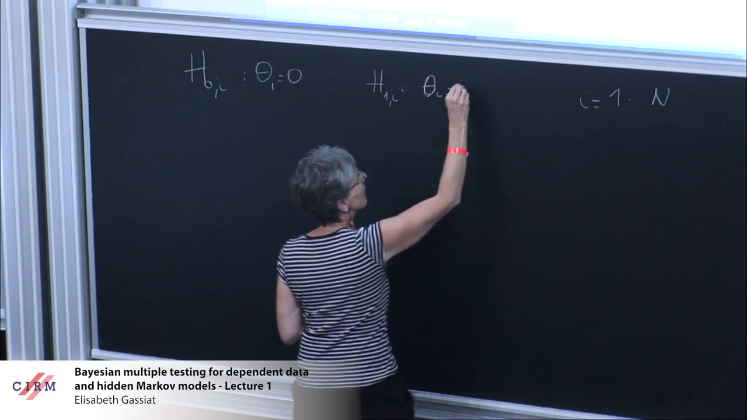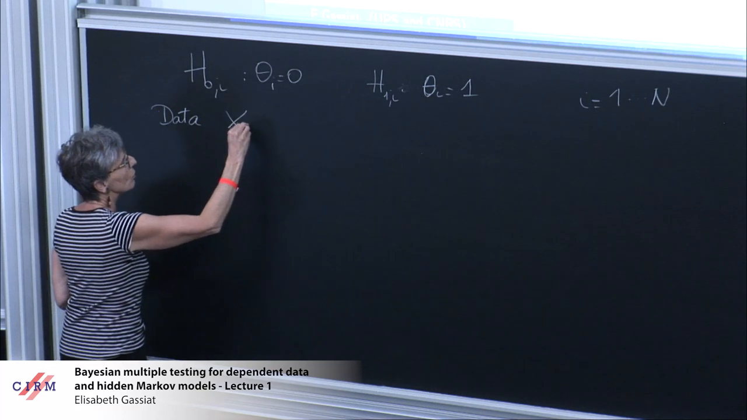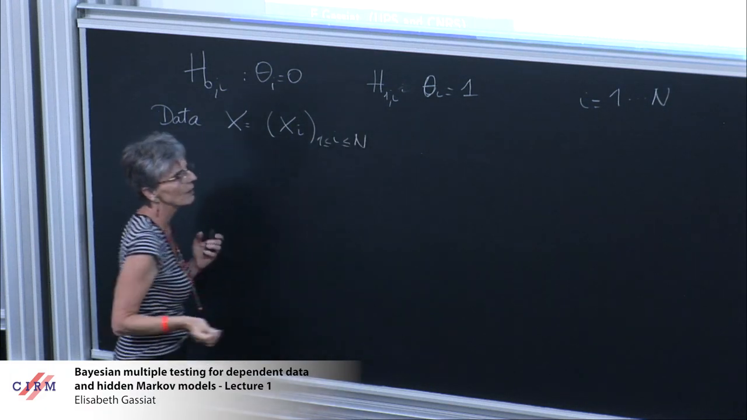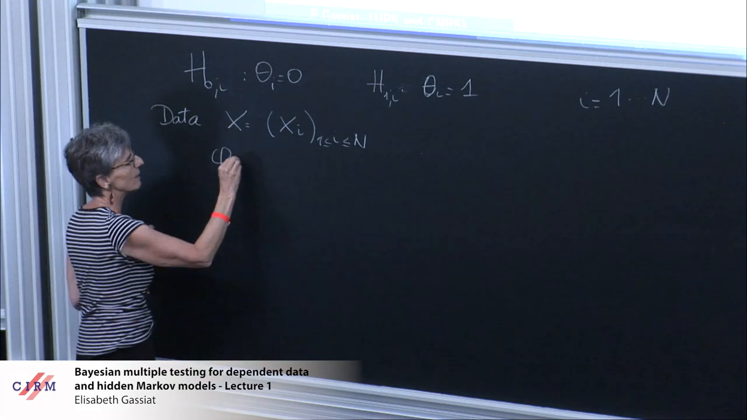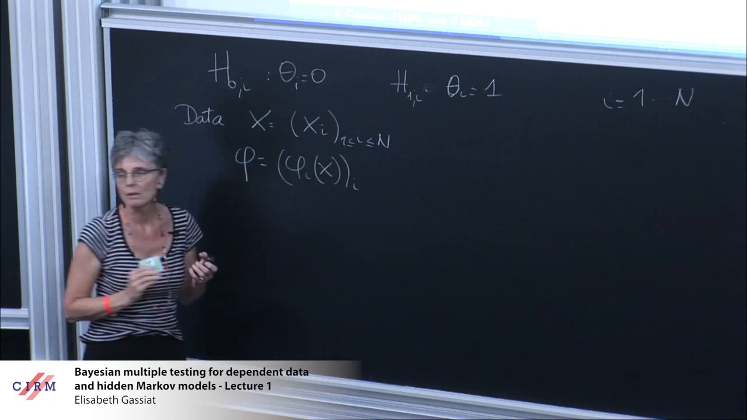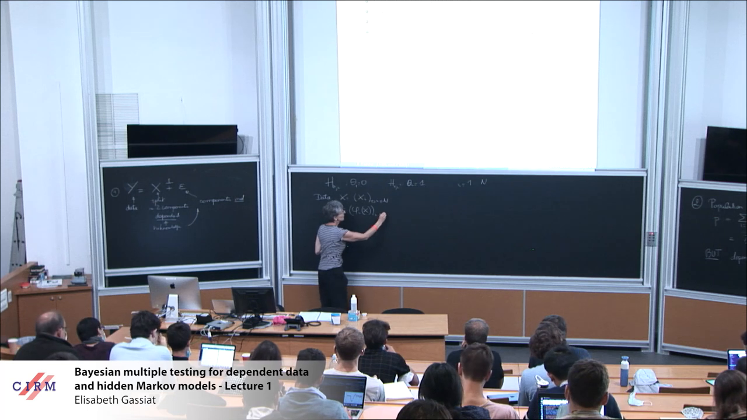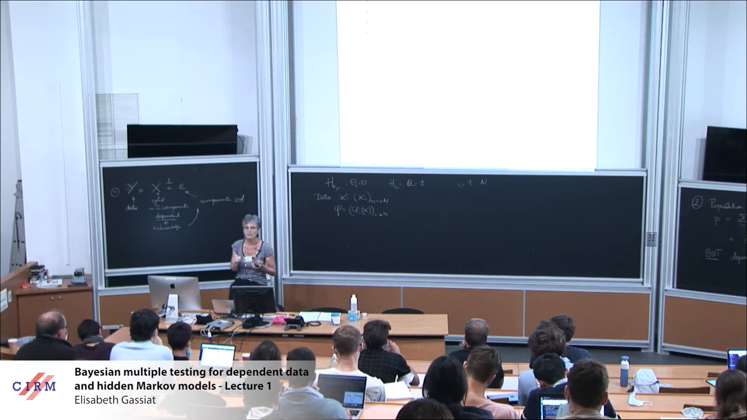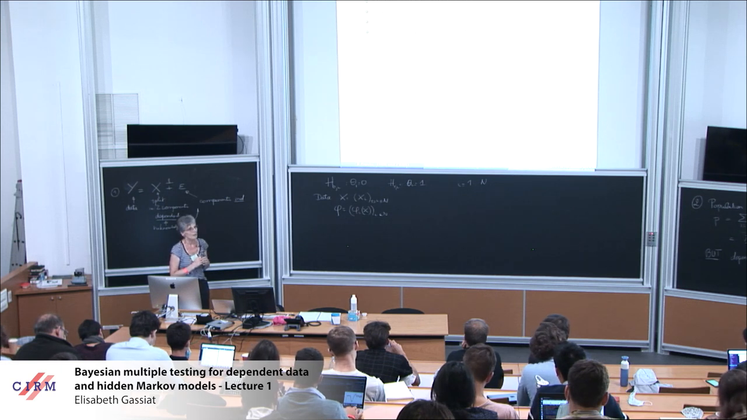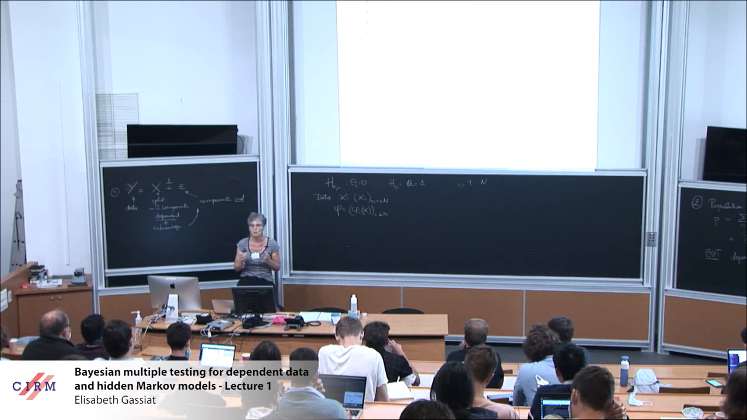And I want to test between theta I equals 0 or 1 based on data, which can also be collected regarding the index I. And the multiple testing procedure is something that for each I says whether it's the null or the alternative which is true. For instance, so of course, as I said, I will consider dependence in the modeling. So I consider situations in which there is some idea that you don't have all independent data.